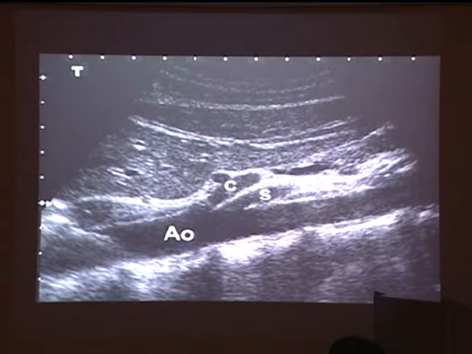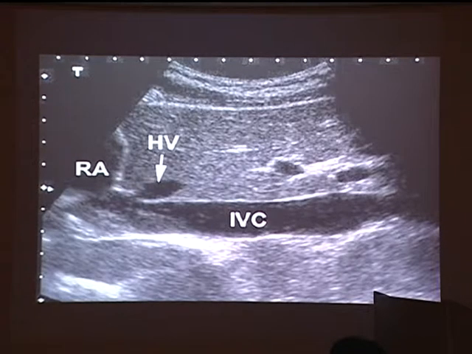The aorta, if you see in the proximal level, you'll see the celiac trunk and superior mesenteric artery. As you can see, these two branches are quite close. It's very close. And if you move the transducer from left to right, you will see another great vessel, the inferior vena cava.